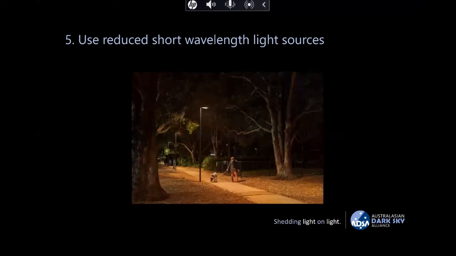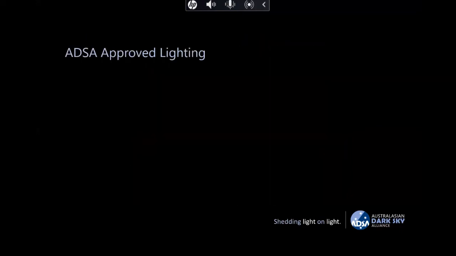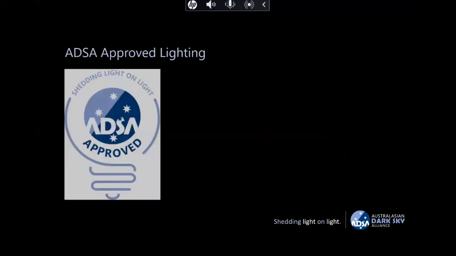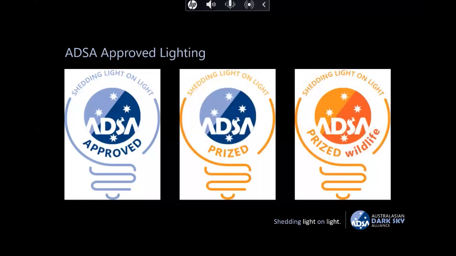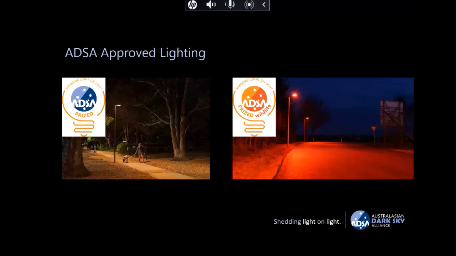And so this is another example in Sydney of a 2,700 Kelvin light source. So a little bit of blue is now present. It's not the gold standard in terms of dark sky, but at the same time it greatly improves the colour rendering of the environment. There's no right or wrong answer here. It's the reason that when we set up ADSA approved lighting, we knew that we couldn't just have one type of light. We had to have multiple levels of categories to deal with the multiple situations.